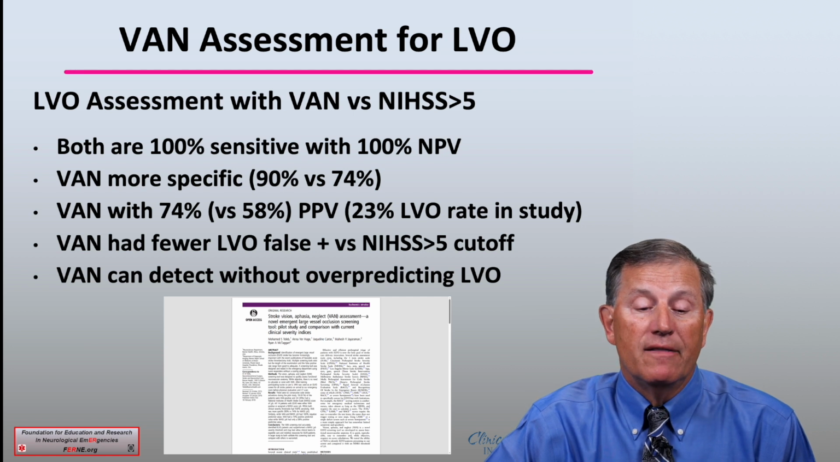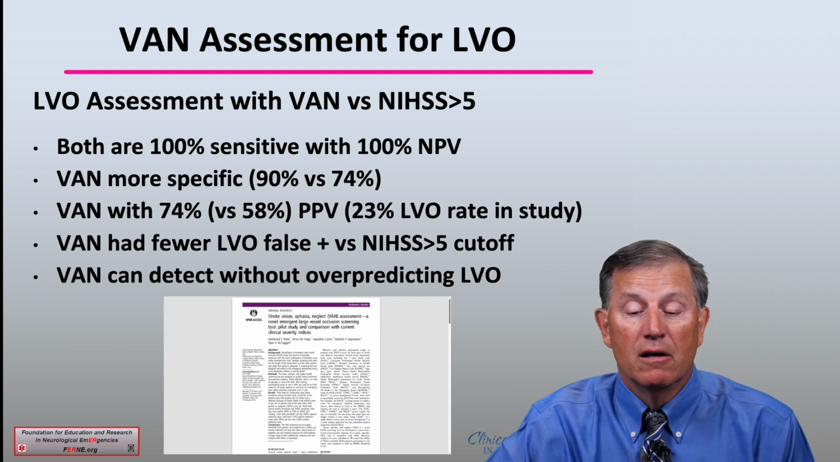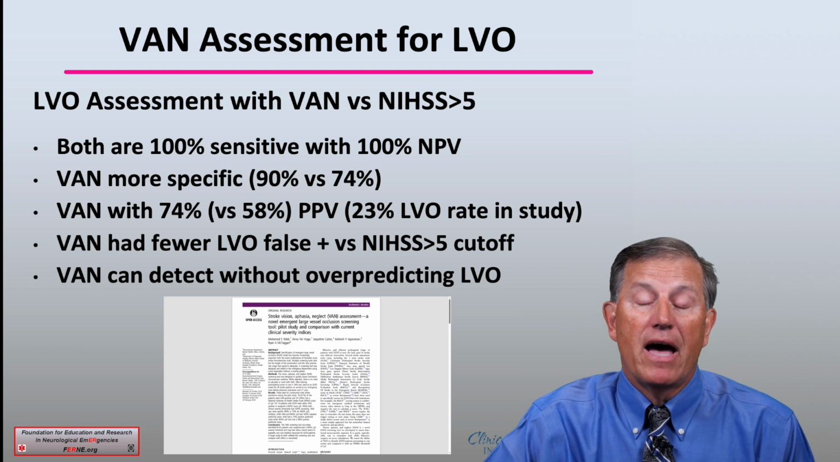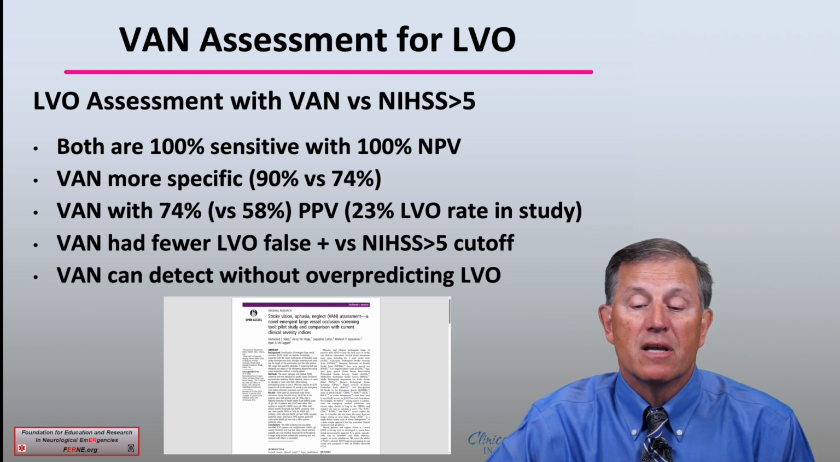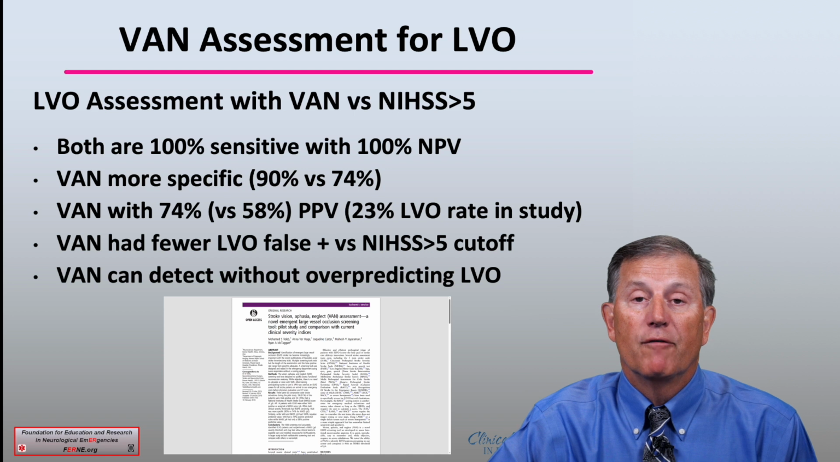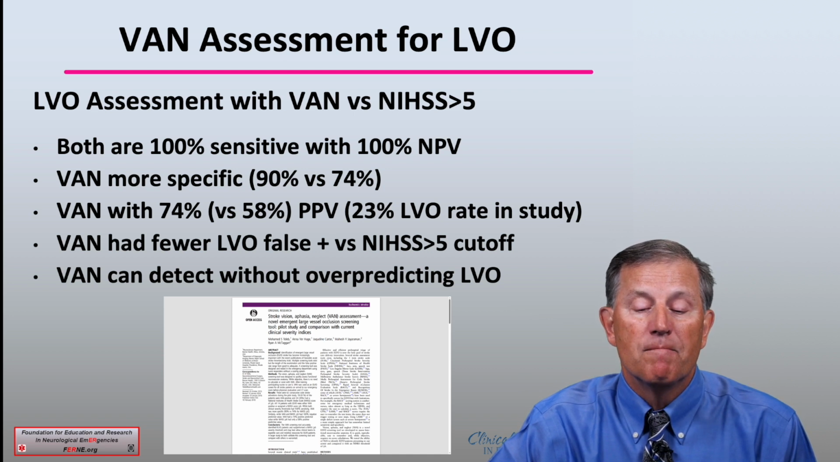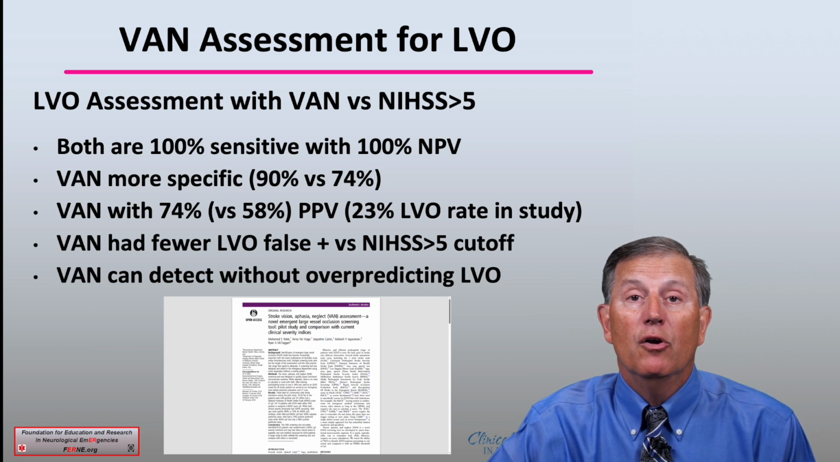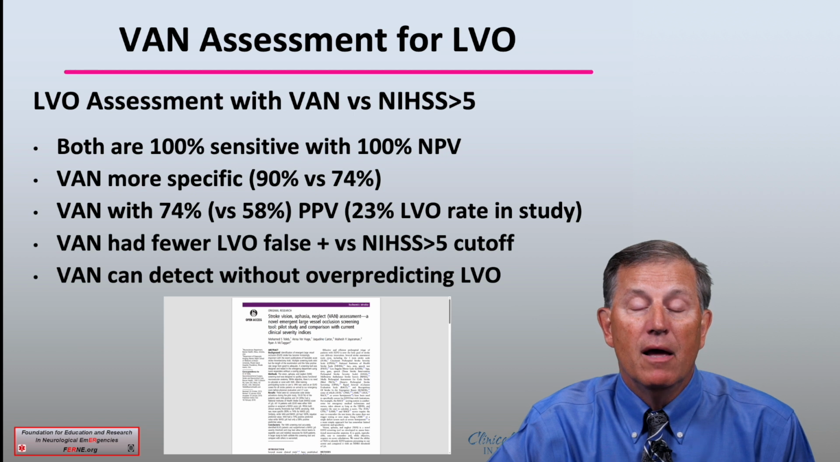We do know from this study that the VAN assessment is more specific, 90 versus 74% for the NIH stroke scale greater than 5. And in this group, which had a 23% LVO rate, the positive predictive value is higher with the VAN assessment versus simply an NIH stroke scale greater than 5, 74 versus 58%. In other words, VAN assessment had fewer LVO false positives versus the NIH stroke scale greater than 5 cutoff. And it does suggest that if you simply do a neuroanatomical clinical exam, VAN can detect the presence of an LVO without over-predicting the likely presence of an LVO.